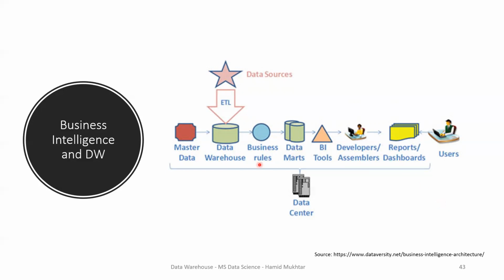Then you define the business rules, how things should work, the business rules about this data. We will discuss data marts maybe in the next lecture, or after that, what data marts are. Then from these data marts, we have business intelligence tools, which is the business intelligence. Then there are developers and assemblers who use these tools to generate the reports or the dashboards, and these are being used by the users.